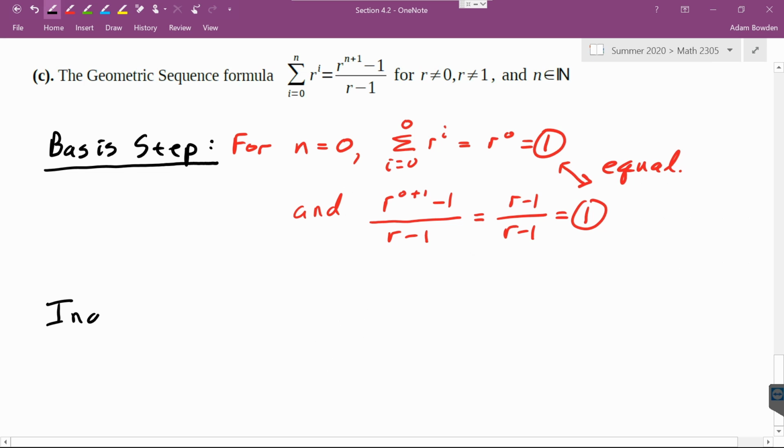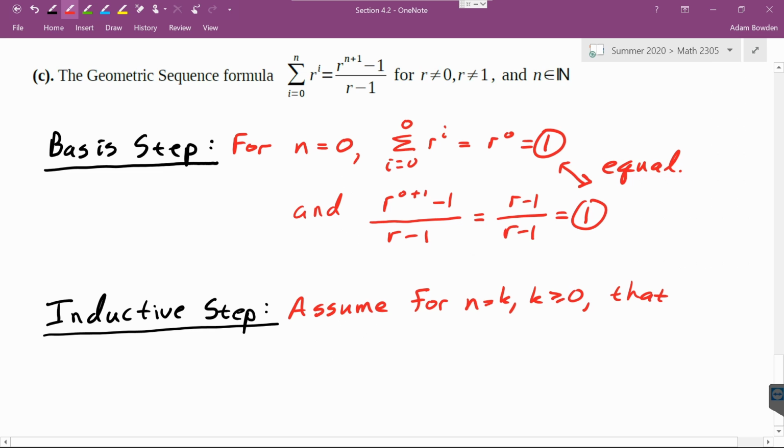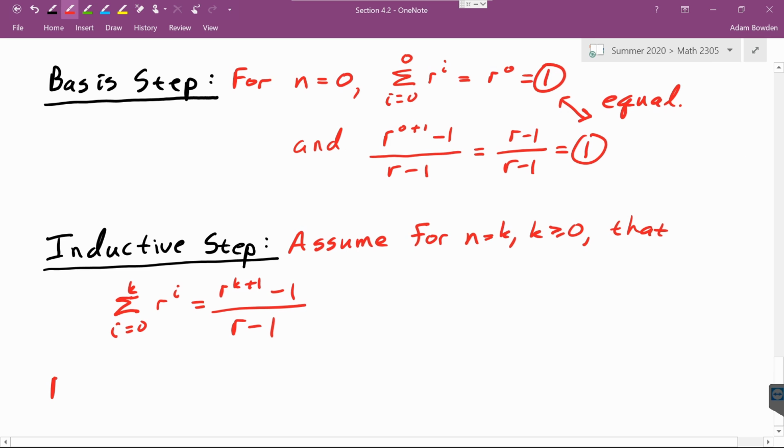So next thing we do is the inductive step. Now we're going to assume for n equal to k, in this case k is greater than or equal to 0, that our formula, the summation i equals 0 to k of r to the i is equal to (r to the k plus 1 minus 1) all over (r minus 1). So now we have to show that this works for k plus 1.